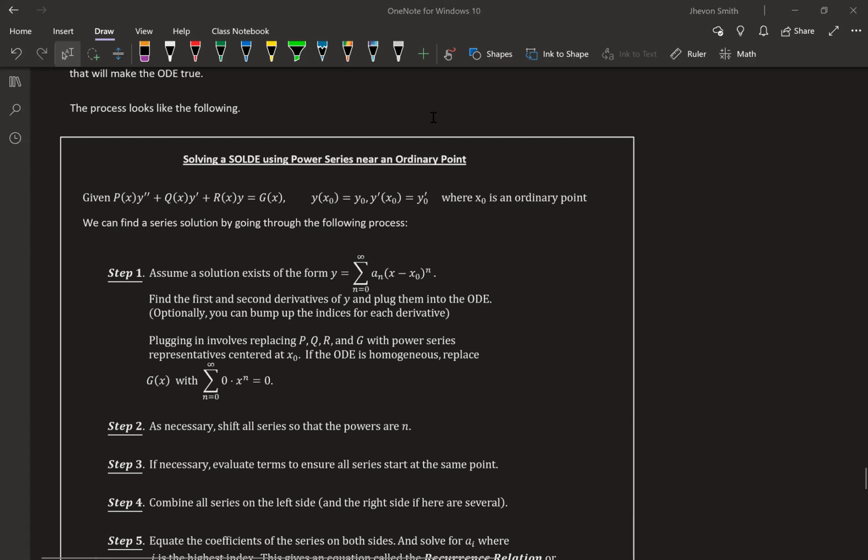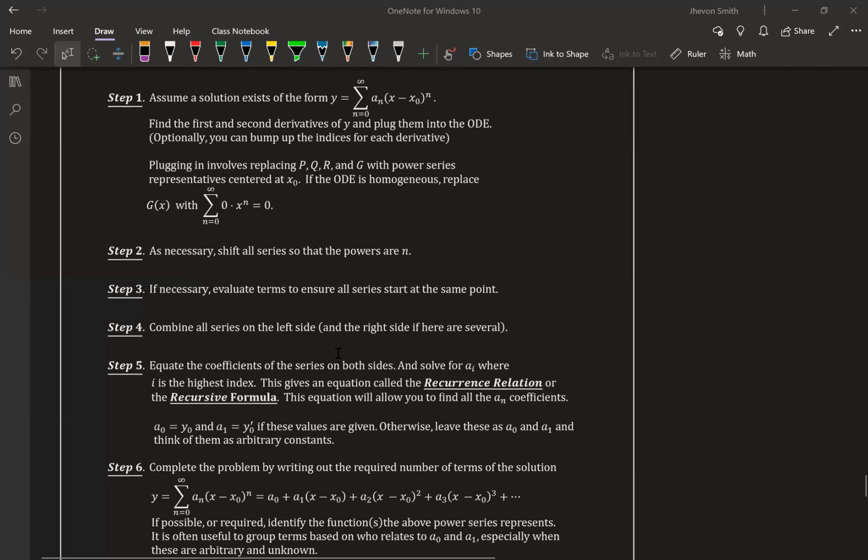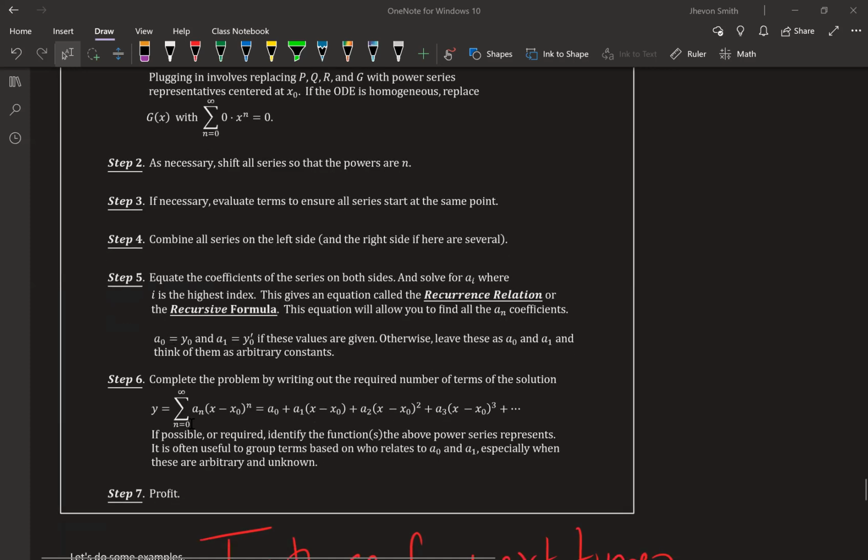So let's go through this process with a few examples. The first step is to assume a solution that looks like this. We're going to find all its derivatives and plug them into the ODE. Essentially we're going to shift things around and simplify, because we want to get to a point where we can combine all the series. Once we can do that, we can equate the coefficients of the series on both sides of the equation. This gives us something called a recursion formula, or recursive definition. They're called various combinations of these words. That allows us to solve for the a's, in which case we can write out our solution as a series. Every now and then we see that our series is something nice that converges to something we know about, but sometimes it's not nice.